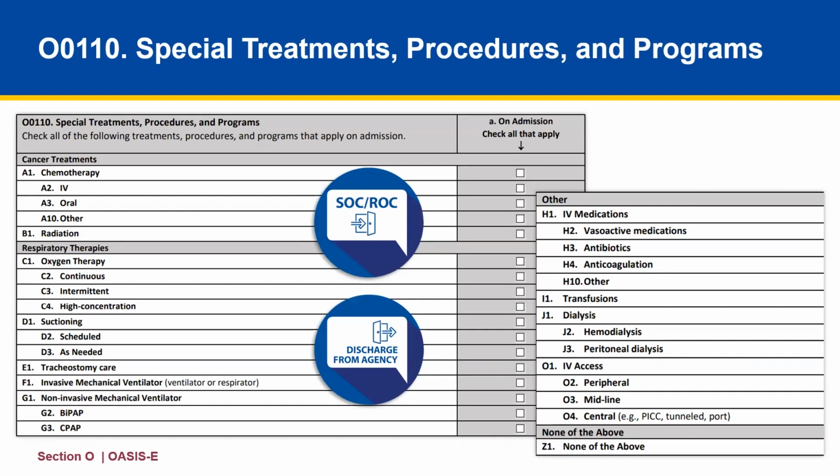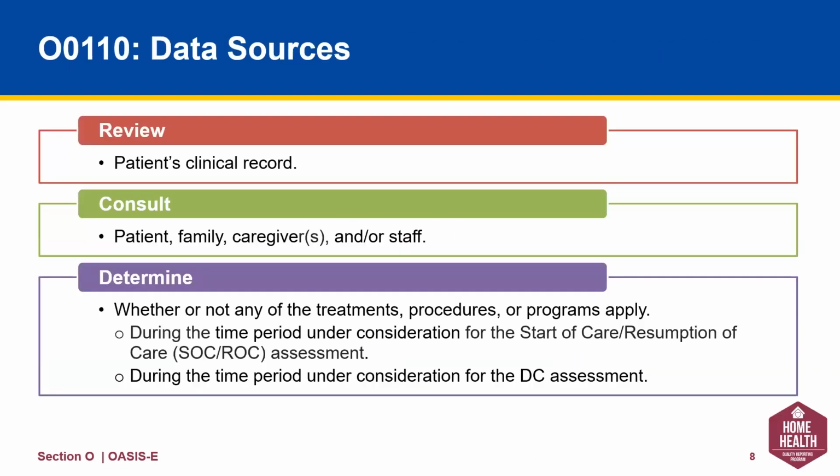This assessment item is collected at start of care, resumption of care, and again at discharge from agency. For discharge, there is a column labeled C at discharge, which is hidden in this screenshot. The data sources for this item include reviewing the patient's clinical record, consulting patient, family, caregivers, or other staff, to determine whether or not any of the treatments, procedures, or programs apply during the time period under consideration for the start of care, resumption of care assessment, and during the time period under consideration for the discharge assessment.